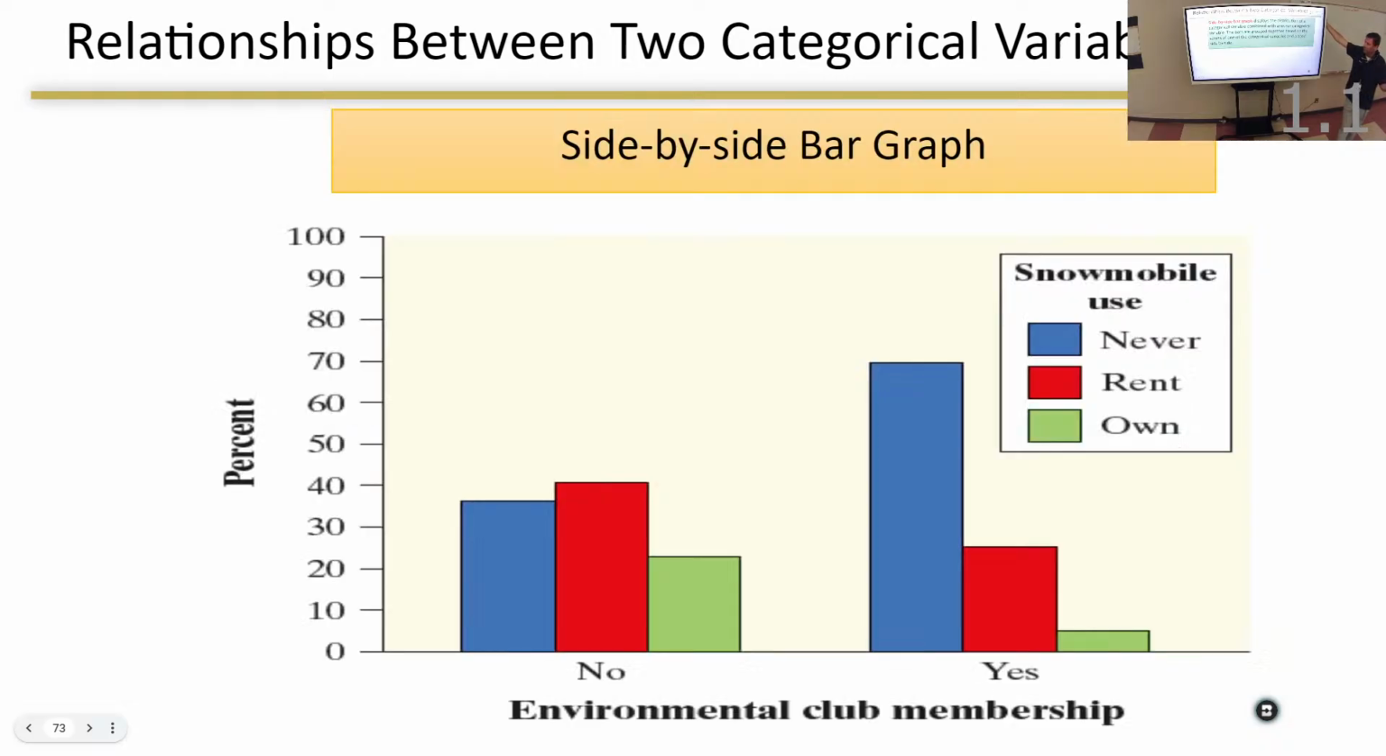It's two of them. But it's not here. That's side by side. So, yeah, you can touch these here, but you gotta have the gap between them. Great. Okay. So it says snowmobile use: never, rent, or own. So never use a snowmobile, they rented a snowmobile, or they own a snowmobile. Around here, my guess is never would be putting on that.